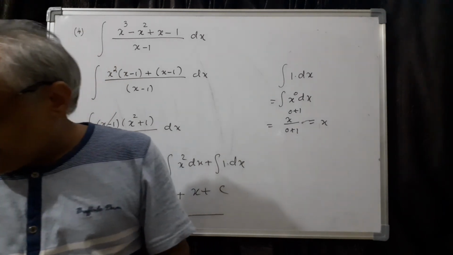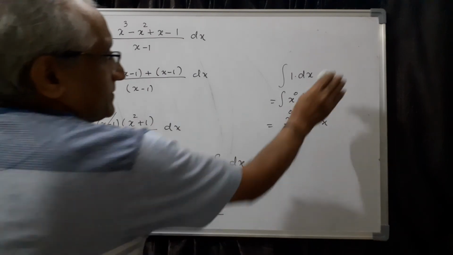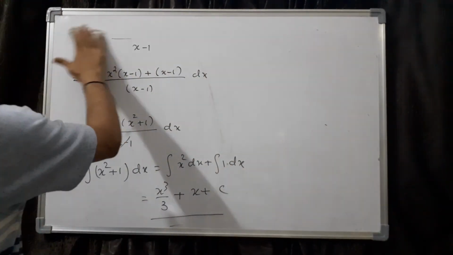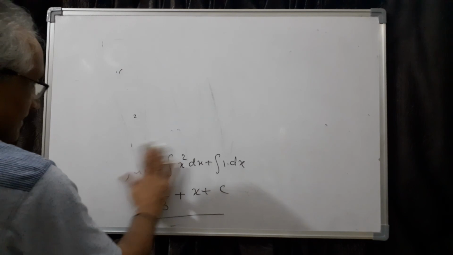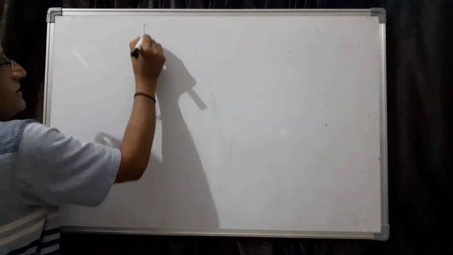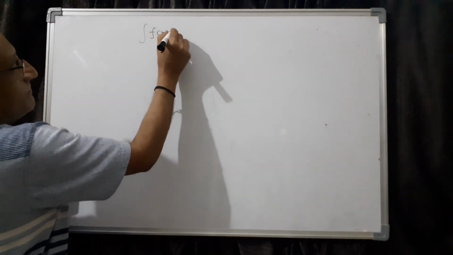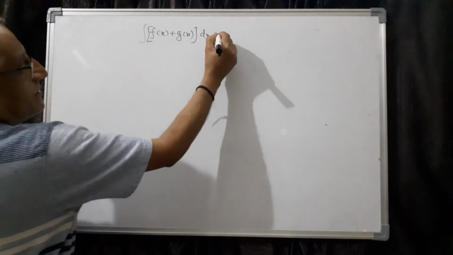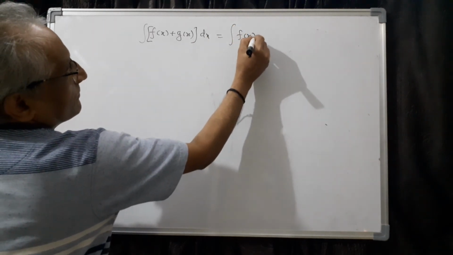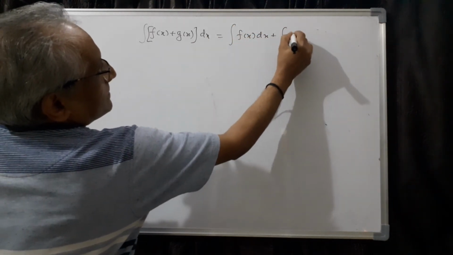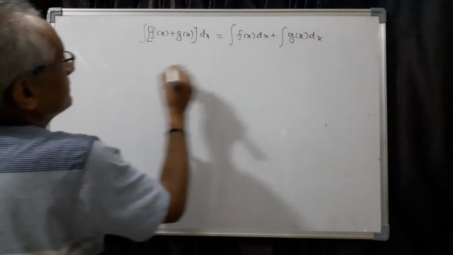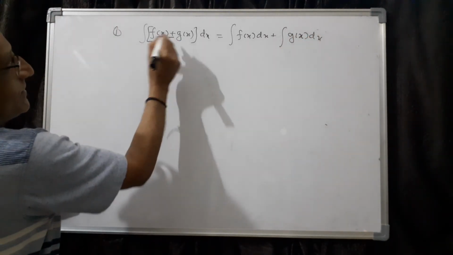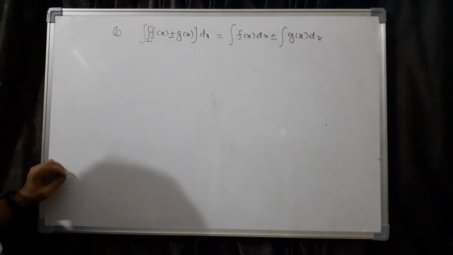So let me conclude today, because we have taken the property with a few examples. First property is addition property, second one is difference, third one is scalar multiplication. So let me sum up. First one is integration of (f of x plus g of x) dx, of course I have to put a bracket here, equal to integration of f of x dx plus integration of g of x dx. First property.